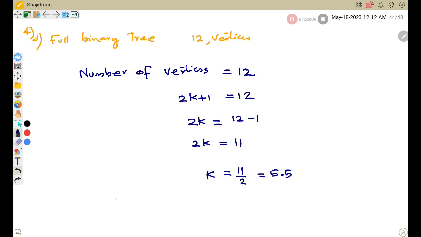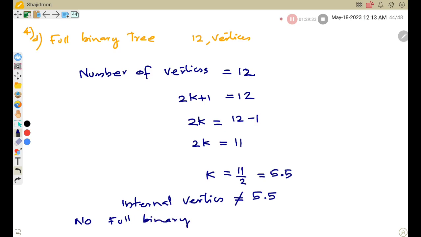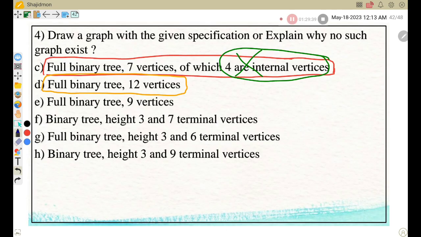5.5? K means internal vertices. Correct? Is it possible to have 5.5 vertices? Not possible. It should not be 5.5. It should be an integer number, 6, 7 like that. There is no half vertex like that. So there is no full binary tree representing this specification.